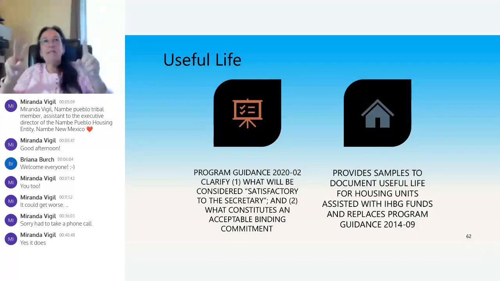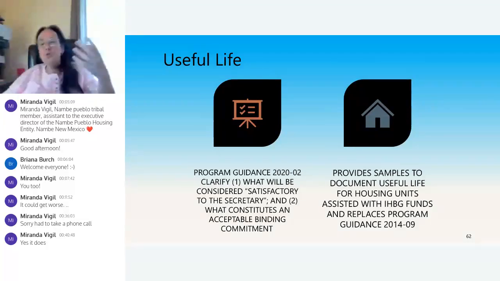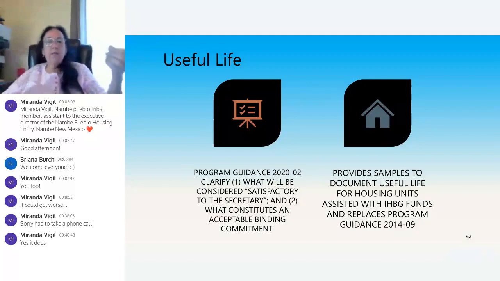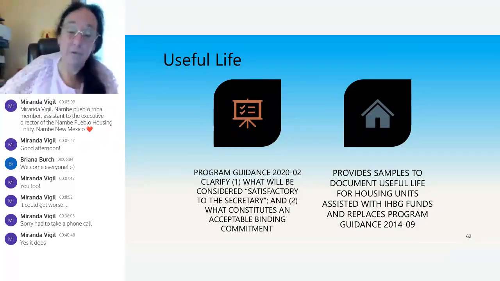So your useful life, there's 2 program guidances about useful life. One has some examples in it, and then one has additional things in it. So you could look at both of them. I always did. The 2020-02 is the most current one. It talks about what is satisfactory to the secretary, what constitutes an acceptable binding commitment. The guidance of 2014-09 actually has some sample stuff in it. So utilize them both, but take a good look at your useful life stuff. It's a huge part of your ANO.